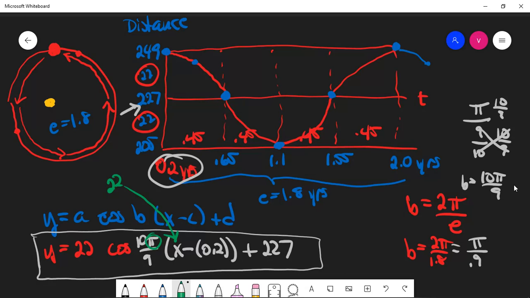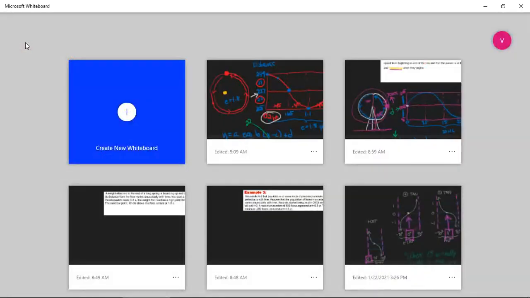Is it going to be 227 million kilometers from the sun? Is it going to be somewhere in between there? It's going to be somewhere in between 205 and 249 million kilometers from the sun. You can predict with this model at any time. Okay, let's try another example.